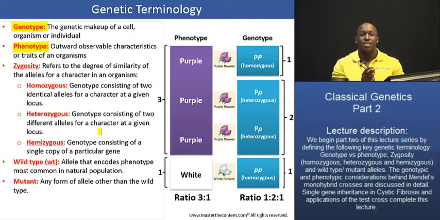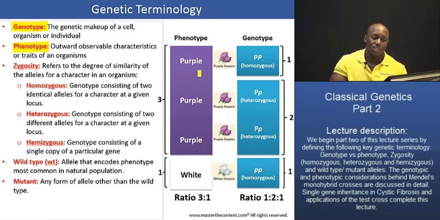So for instance, in the case of the garden pea plant, if purple was the most common color you see in all garden pea plants, then the wild type allele would be that for purple color. And if the mutant one, or the white color, is something that was seen very rarely, then the mutant allele would be the recessive one that determines white flower color. So the wild type is basically the allele that appears most commonly in the natural population of the species under consideration.